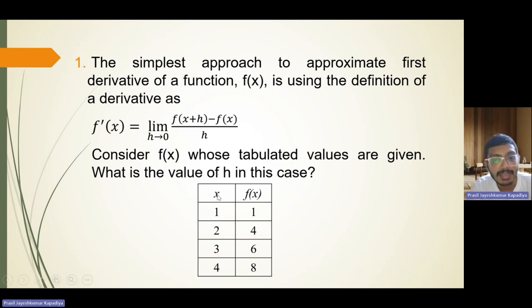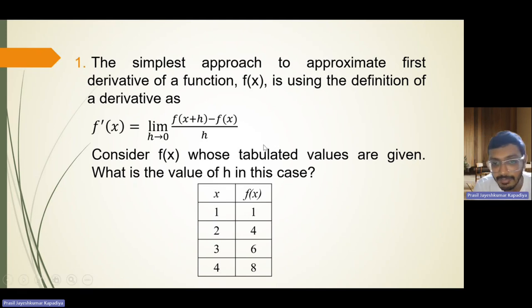So for x is equal to 1, f of x is 1. For x is equal to 2, f of x is 4. For x is equal to 3, f of x is 6, x is equal to 4, f of x is 8. And what is h? h is x2 minus x1. So for this case, we can see that x2 is 2, x1 is 1. So 2 minus 1 is 1. So my value of h is 1.